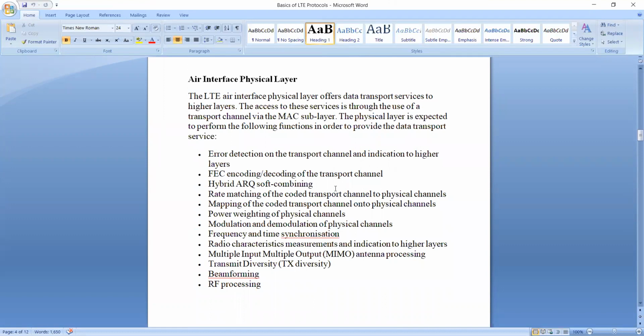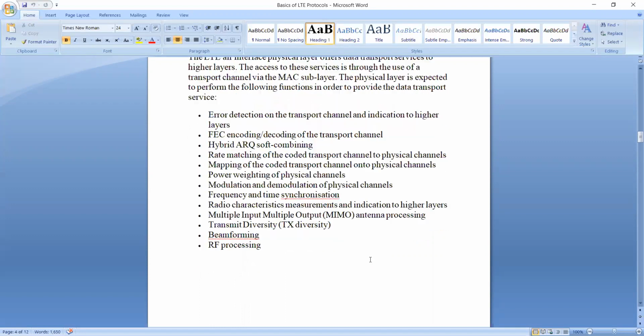So we have written some of the functionalities of the physical layer, right? There are many more functionalities. I will share the documents as well: ARQ soft combining, FEC forward error correction, encoding, decoding, mapping, modulation and demodulation of physical channels, frequency and time synchronization. It does the MIMO operation, multiple input multiple output antenna processing. If you want, you can note down some more functionality.